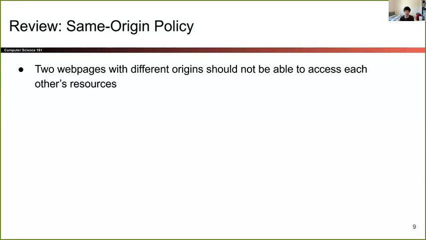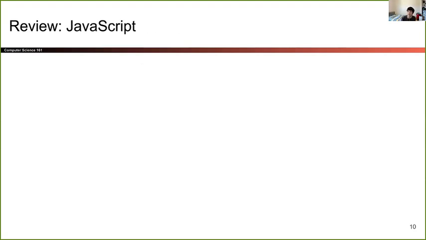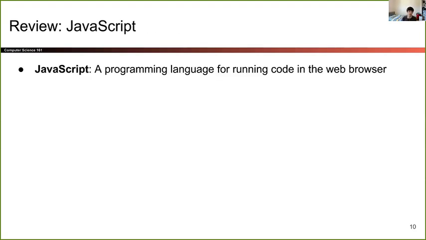So just as a review, we have the same origin policy. This says that two web pages with different origins can't access each other's resources. We don't want, say, the attacker's website to access the content in our bank's website, or vice versa. This is just another example: JavaScript on evil.com can't access the information on bank.com.